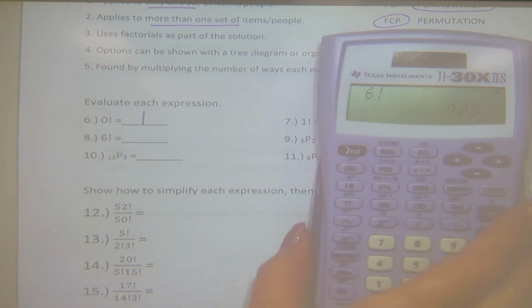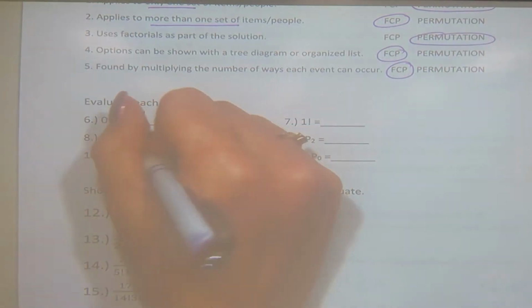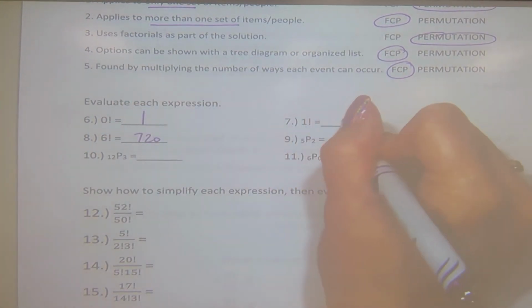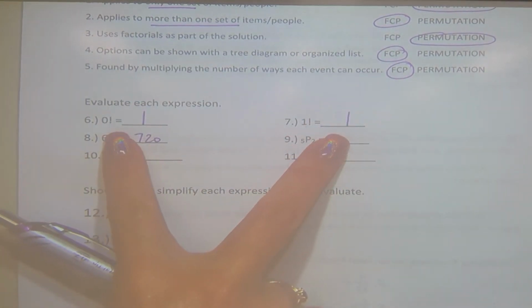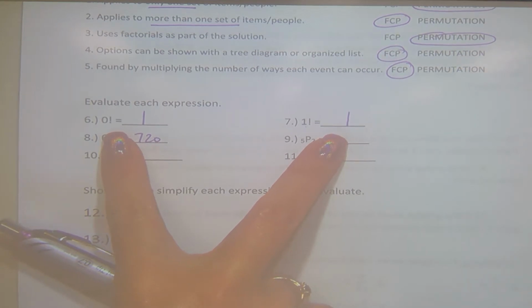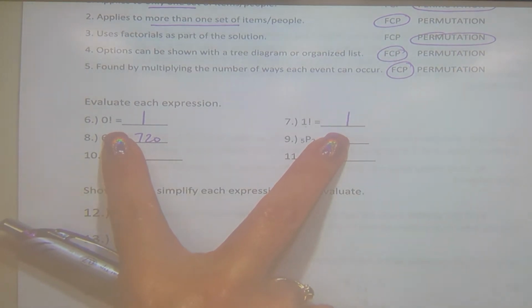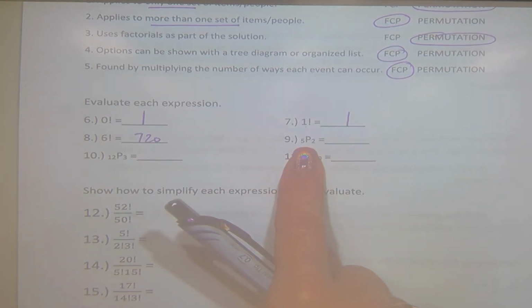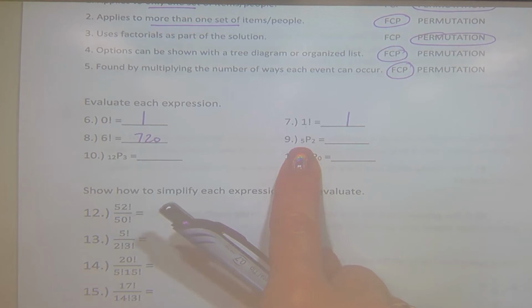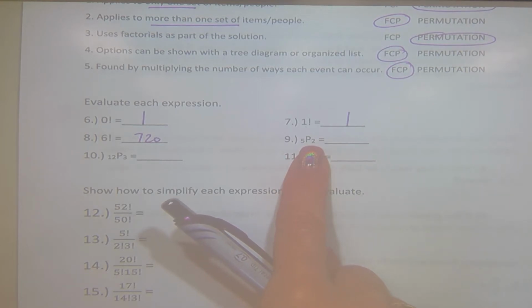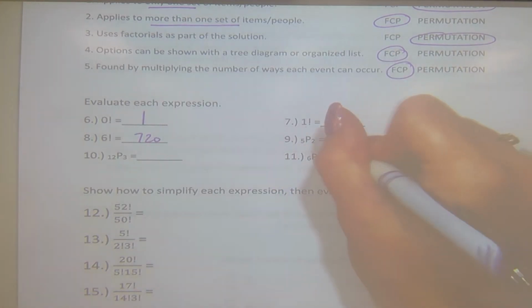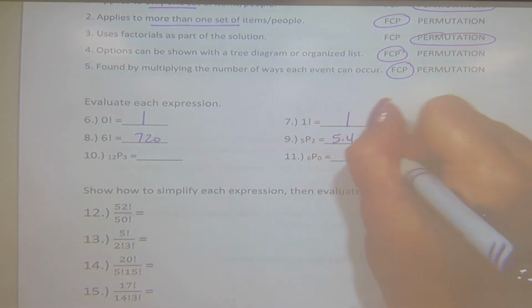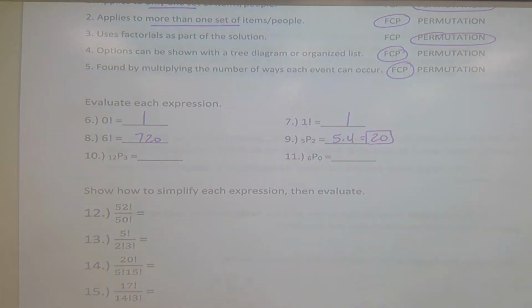There's my 6 factorial. That gives me 720. Now I skipped number 7. 1 factorial is also 1. 0 factorial is defined as 1. 1 factorial is defined as 1. Keep that in mind as we move forward. 5 pick 2 is 5 permutations of 5 items. I'm going to pick 2 of them and I'm doing permutations. This looks like 5 times 4 or 20 if I want to work it out.